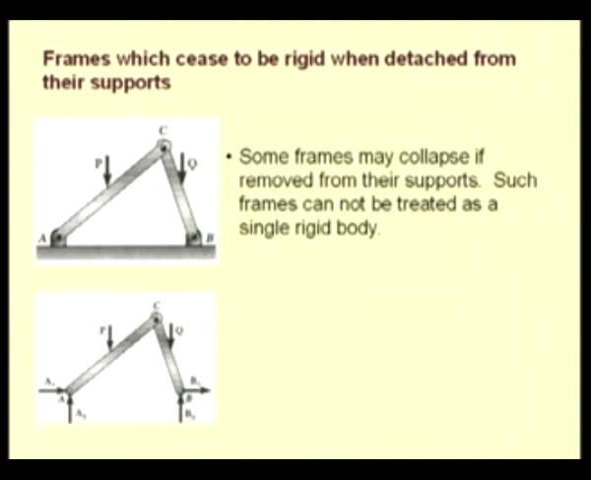The problem is that this member ACB, once removed from the support, is not rigid, and thus we cannot write the rigid body equilibrium equations for a structure which has the tendency to collapse under the action of the load. So, how do we proceed?